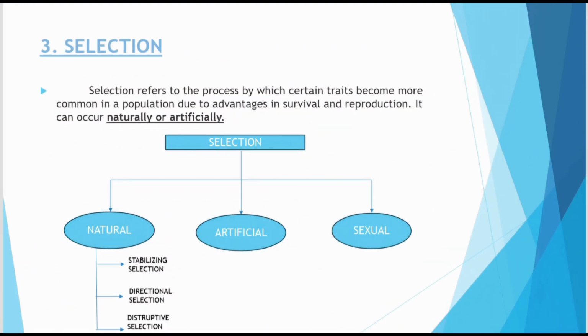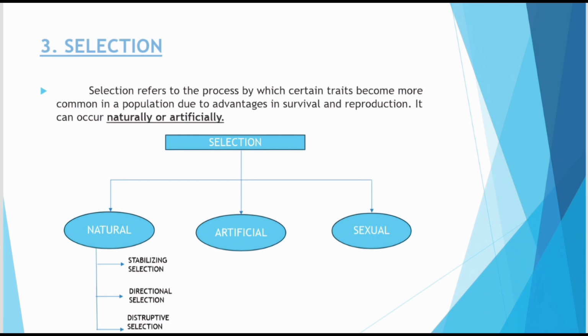Next, coming to the last population feature, that is the third population feature, selection. Do you know what selection is? Selection is a process by which certain traits or characters become more common in a population due to advantages in survival and reproduction.